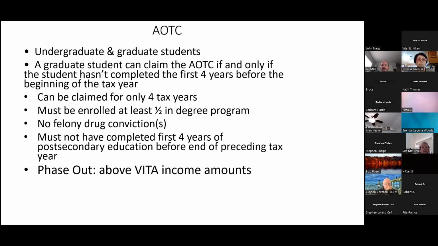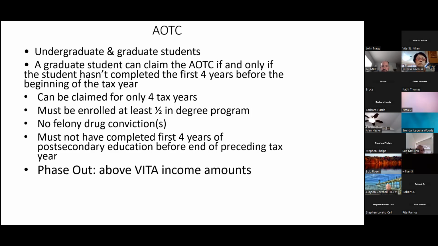Okay, so AOC, this is the general rule. Think of undergraduate students. Now, when you get into the details, you may have a graduate student who is eligible for the American Opportunity Tax Credit, and that means they haven't completed their first 4 years before the beginning of the tax year. But typically, I've seen that one time in the many, many years that I've done VITA, so typically you're looking at undergraduates. And you can only claim this for 4 tax years. So that's one of the questions.